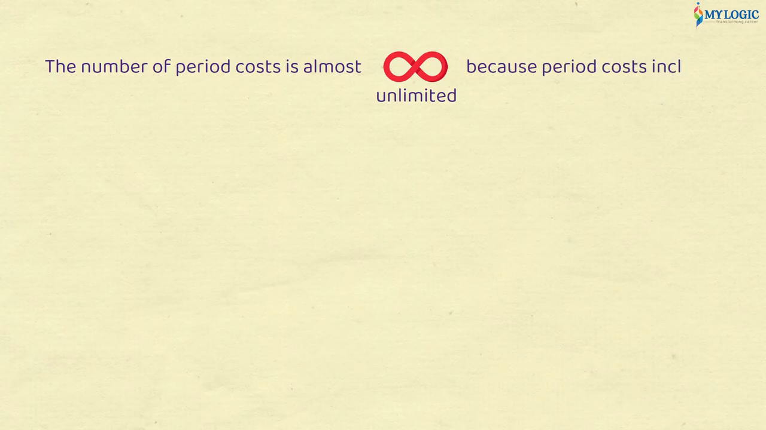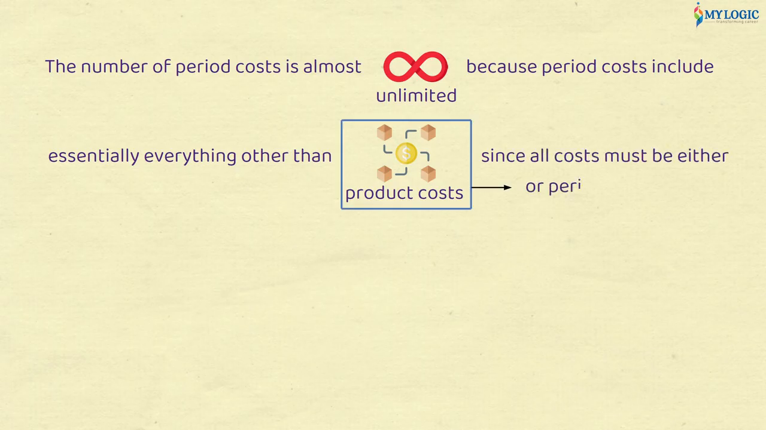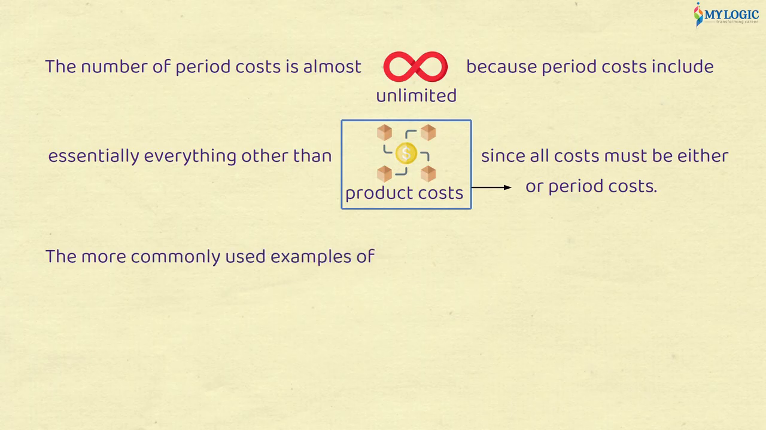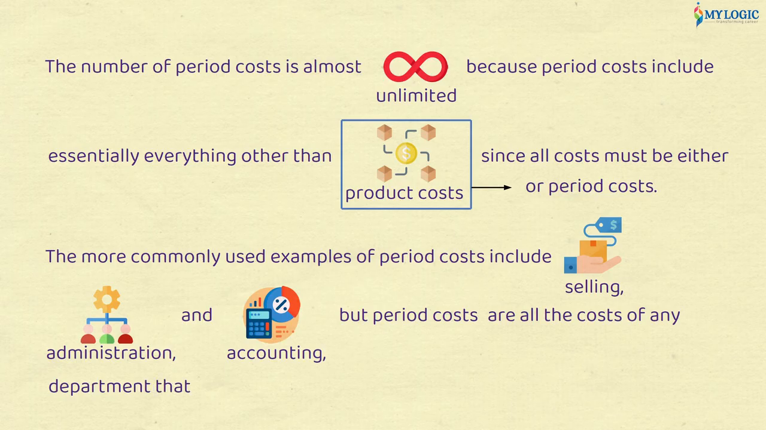The number of period costs is almost unlimited because period costs include essentially everything other than the product costs, since all costs must be either product costs or period costs. The more commonly used examples of period costs include selling, administration, and accounting. But period costs are all the costs of any department that is not involved in production.